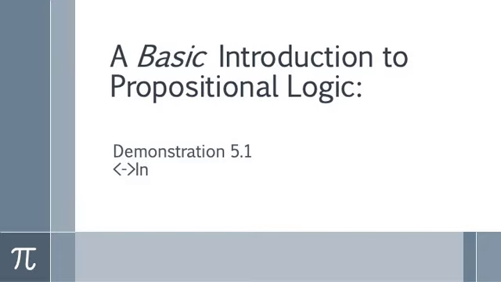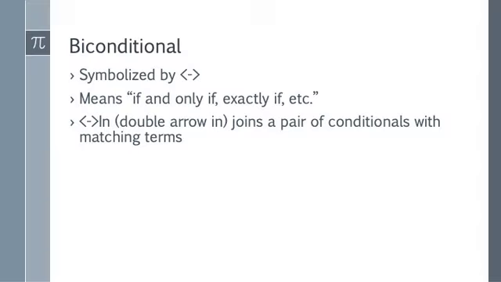A basic introduction to propositional logic, demonstration 5.1, double arrow in. A biconditional is symbolized by the double arrow symbol. It means if and only if, exactly if, etc. The double arrow in rule joins a pair of conditionals with matching terms or letters.